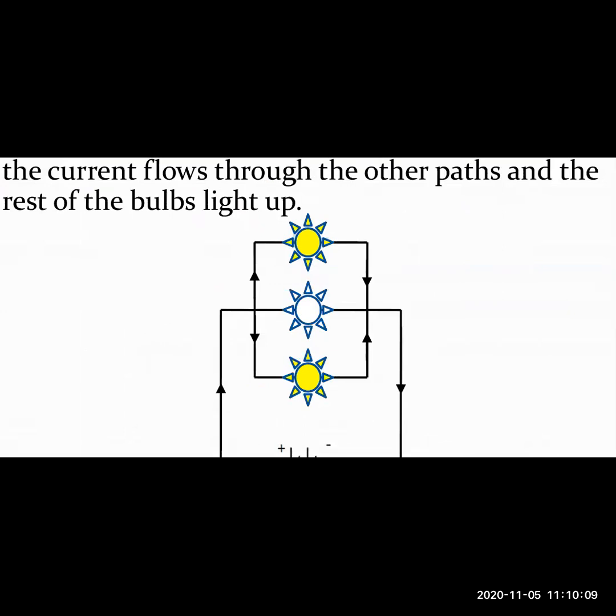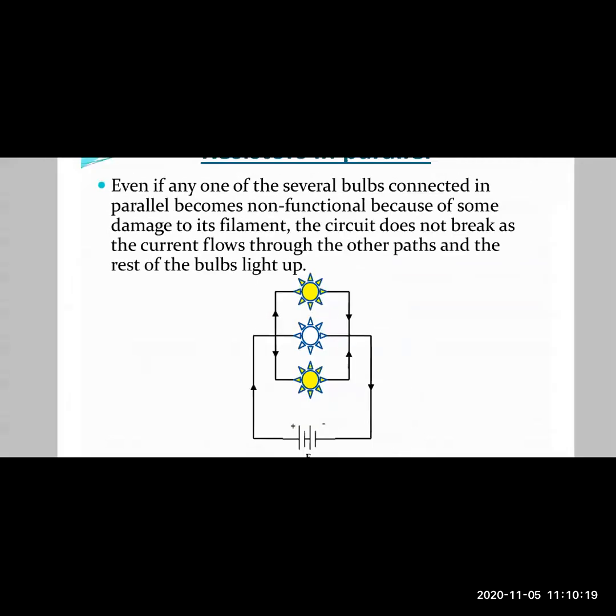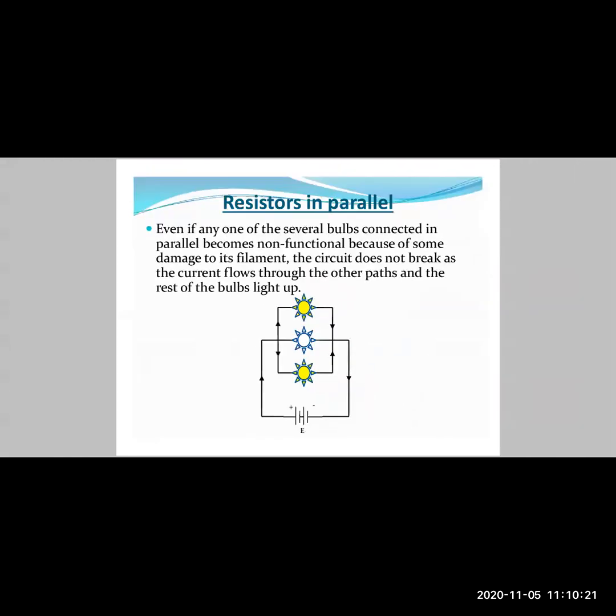But in case of a series combination, even if a single component or a single bulb is faulty, the whole circuit will stop, right? So this is one of the advantages of resistors connected in parallel. This kind of arrangement we have in our household electrical supply. In our houses, all the appliances, that is the fans, lights, tube lights, TVs, are connected in a parallel combination. So even if one of the equipment is switched off, the others can keep on working, right?